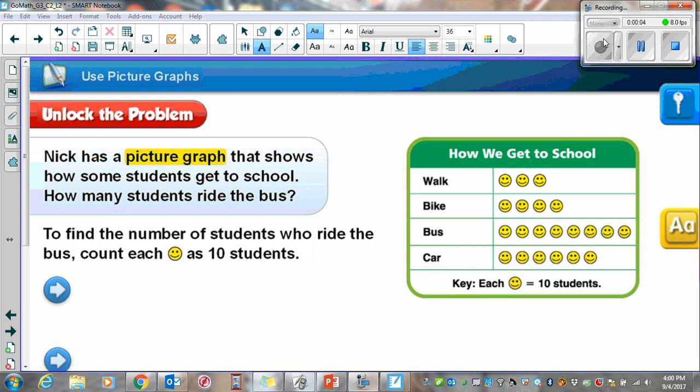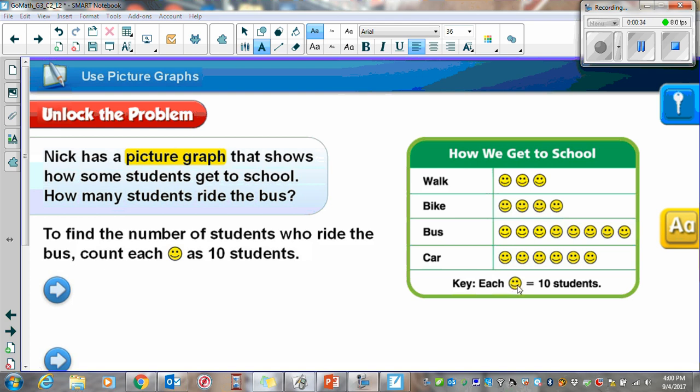Jackson, and today we are going to talk about how you can read and interpret data in a pictograph. A pictograph is simply a graph that uses a picture or a small symbol in order to represent a number on the graph. And if we look at this pictograph, the title tells us how we get to school. That shows us that this pictograph shows how some students get to school. And the key on the pictograph will tell us exactly how many students are represented by each symbol.